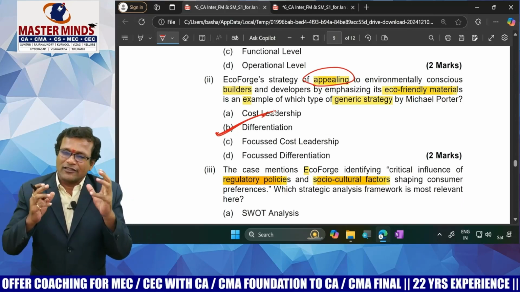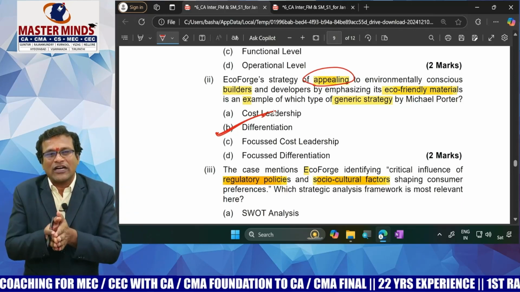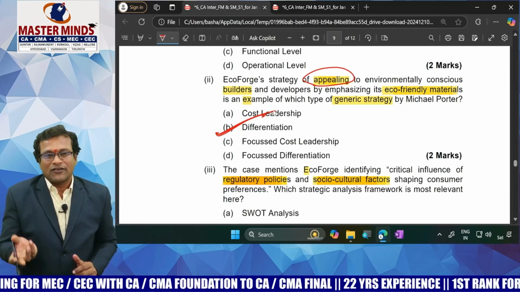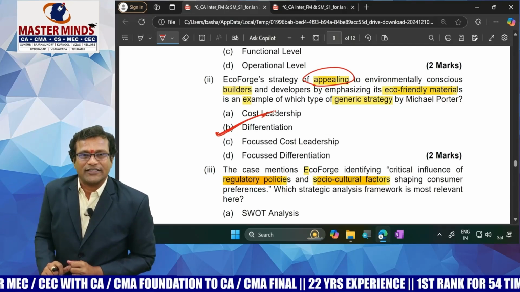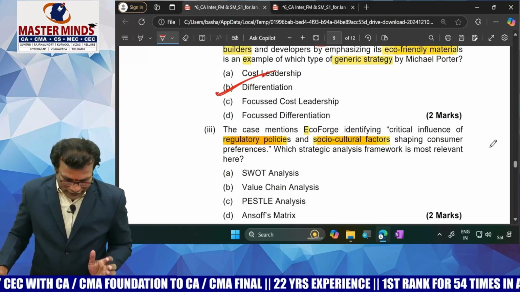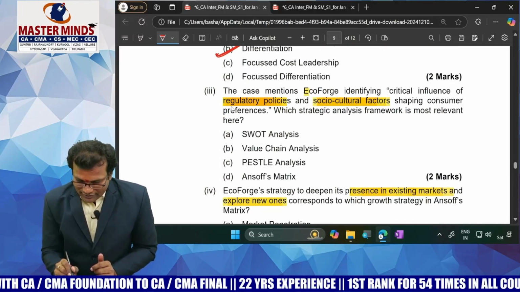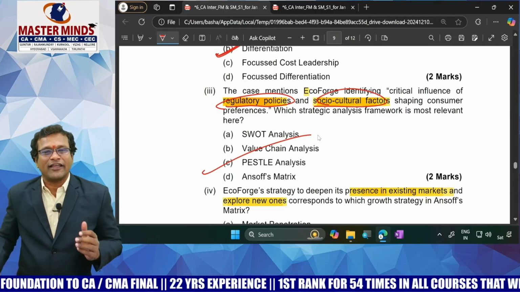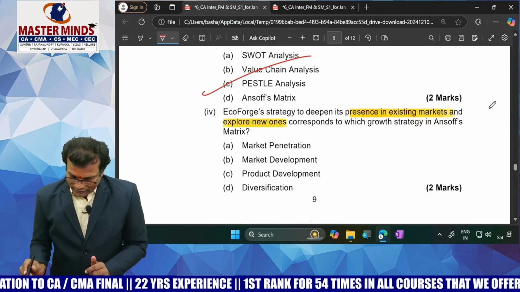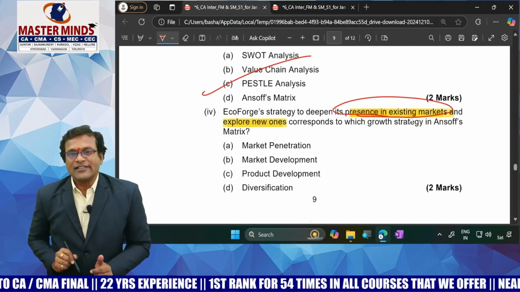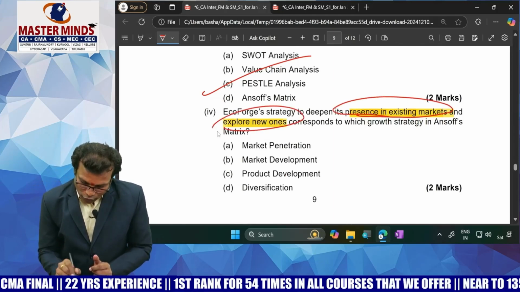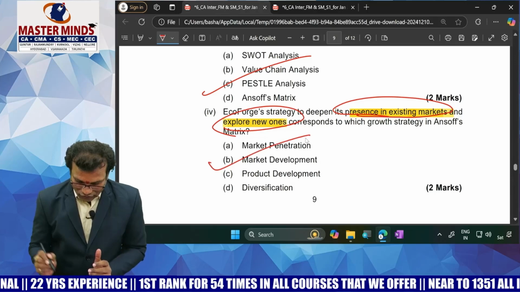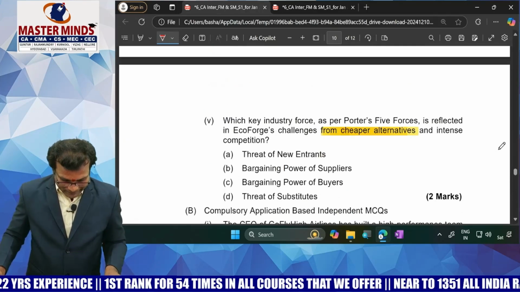If any student guesses that it might be a focus strategy, then you have to mention whether it is FCL or FD, etc. Is that clear? Right. Now, look at the third one. It's clearly focusing on the macro environment, which means he's talking about PESTLE analysis. They are trying to increase sales in existing markets and they are trying to move to new markets. Definitely, it's the case of market development.